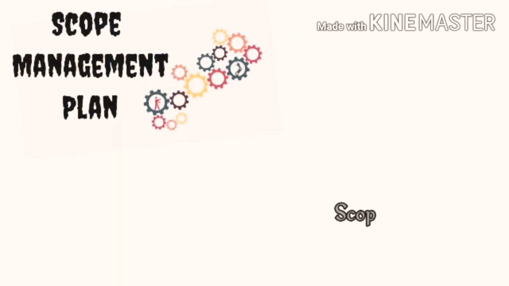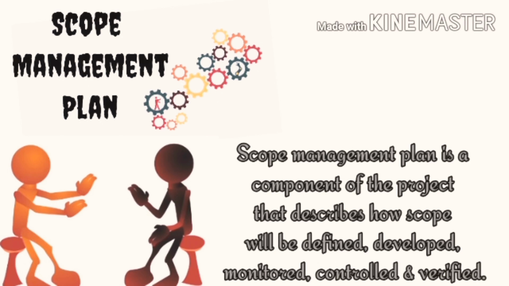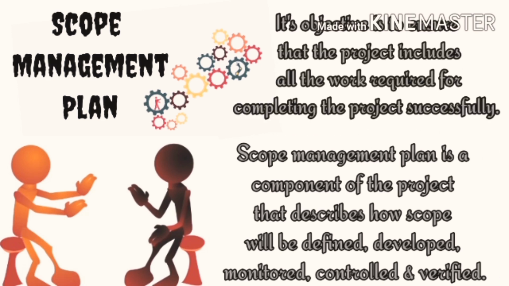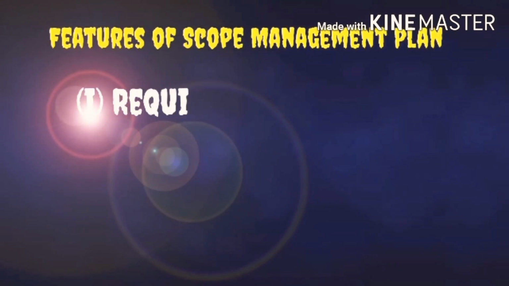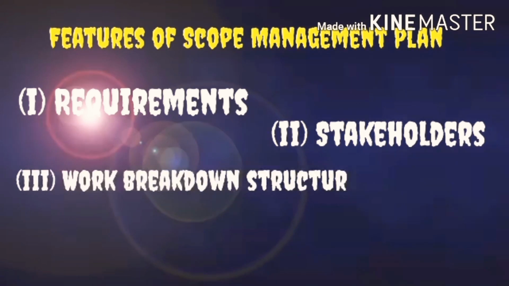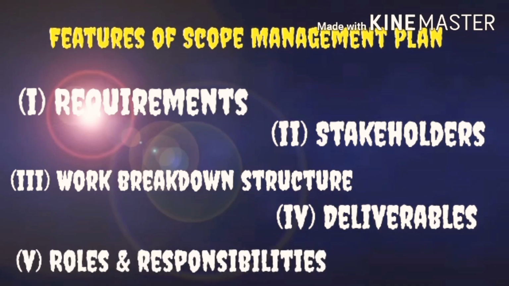Scope management plan. Scope management plan is a component of the project plan that describes how scope will be defined, developed, monitored, controlled, and verified. Its objective is to ensure that the project includes all the work required for completing the project successfully. Features of scope management plan: requirements, stakeholders, work breakdown structure, deliverables, roles and responsibilities.